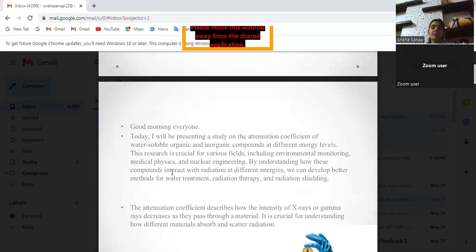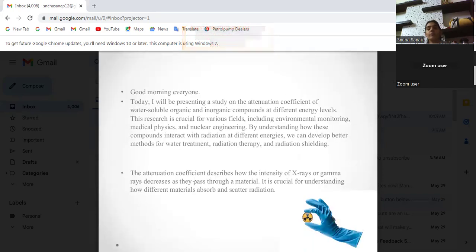This is relevant for various fields, including environmental monitoring, medical physics, and nuclear physics. This study is very important nowadays in nuclear physics and astrophysics, also on the medical side, and even in pharmacy and farming. By understanding how these compounds interact with radiation at different energies, we can develop better methods for water treatment, radiation therapy, and radiation shielding.